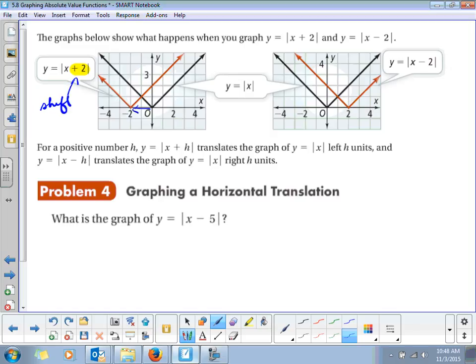Shift left. Okay? So if you're adding, you're shifting to the left. Now, here, if you're subtracting from the x, then we're going to shift right. So here, we're going to shift right.